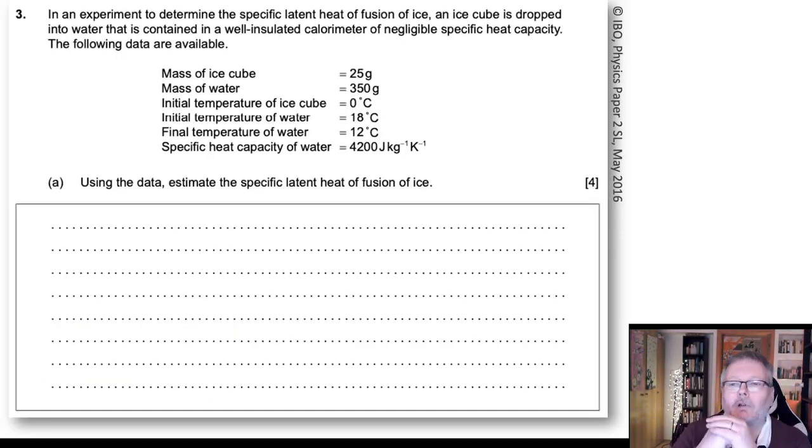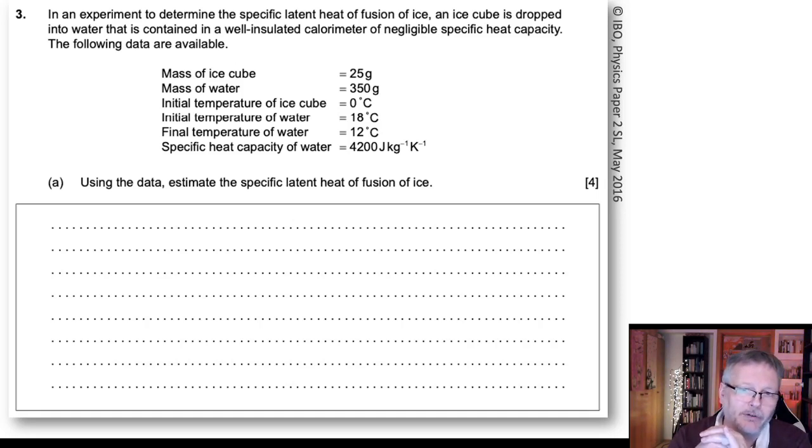Moving on, we'll look at a more involved standard level paper. Now, if you watched my previous video where we looked at the physics here, I promised you that one of the questions would be looking more at the experimental determination for the latent heat of fusion, and here we go. So you're dropping an ice cube into the water in a well insulated calorimeter of negligible SHC. So the calorimeter itself we don't need to worry about in our nice simplified physics world type question.